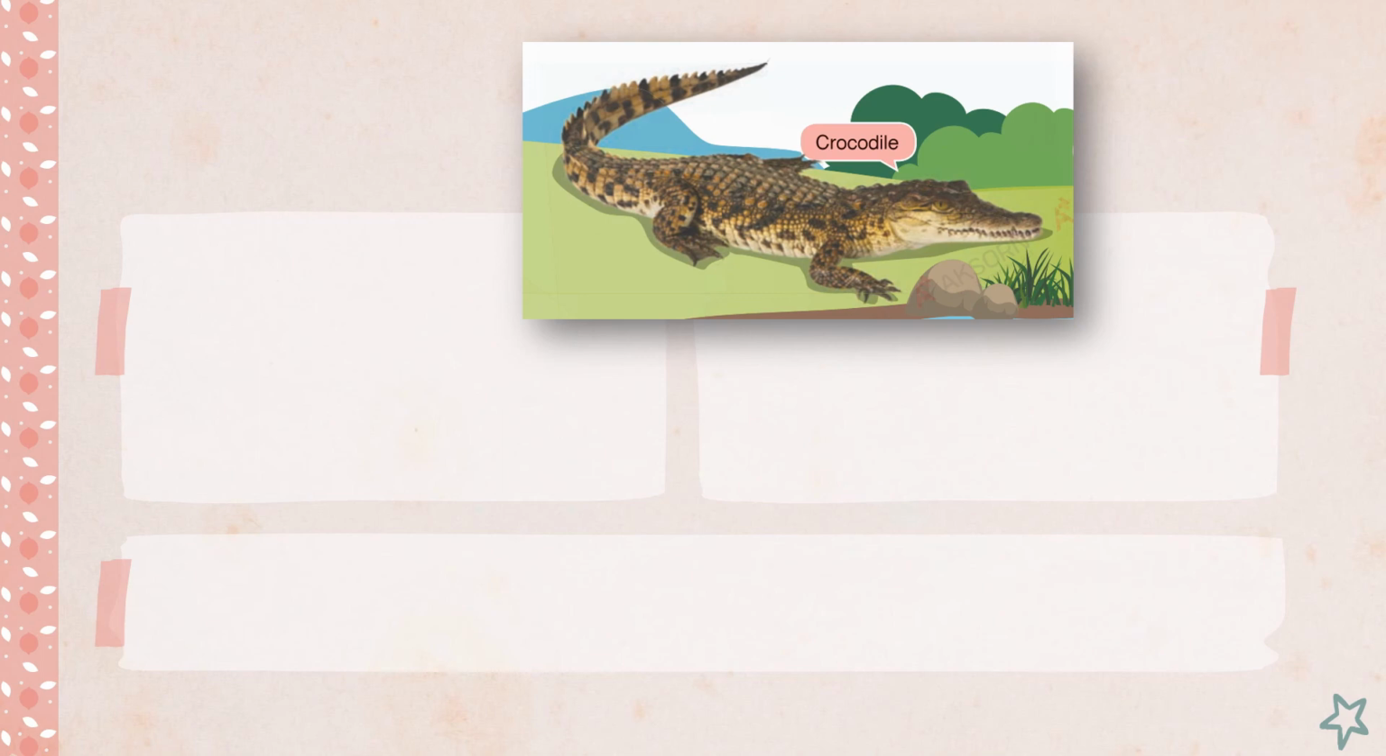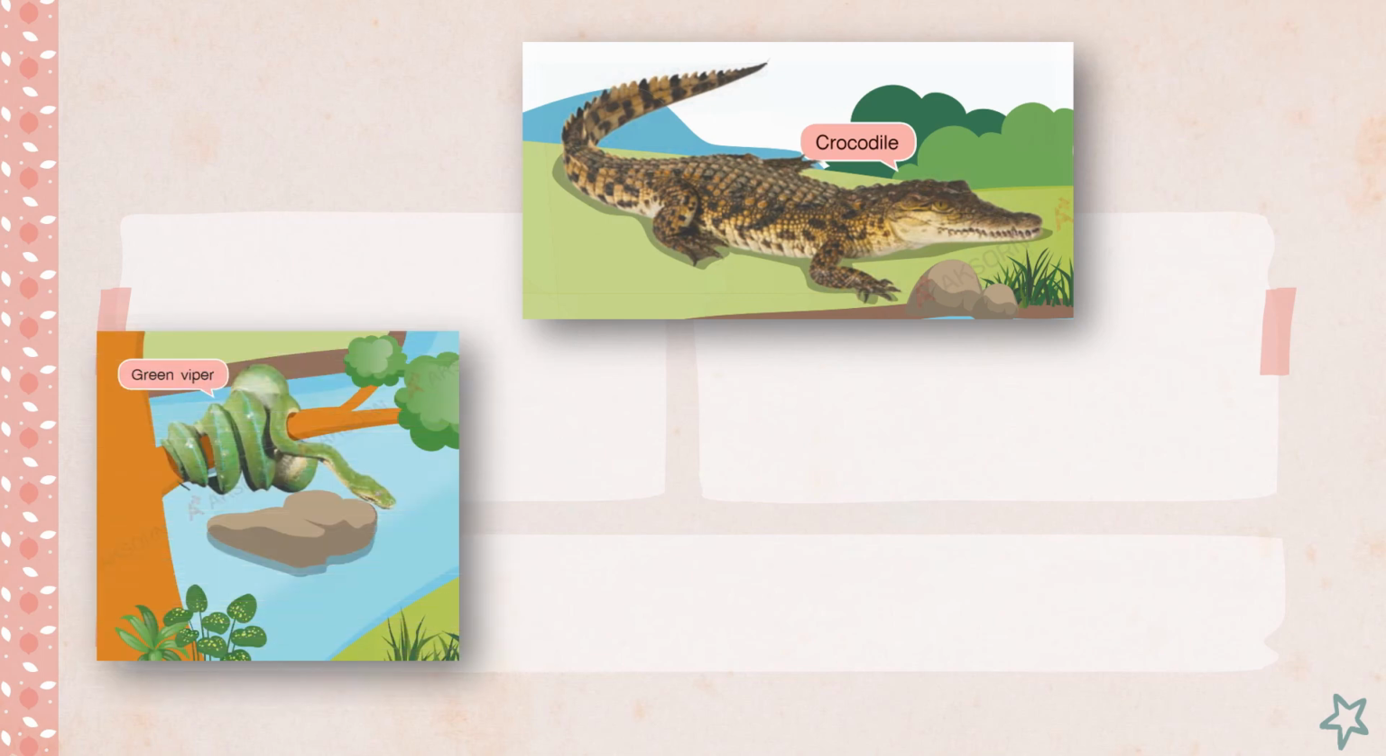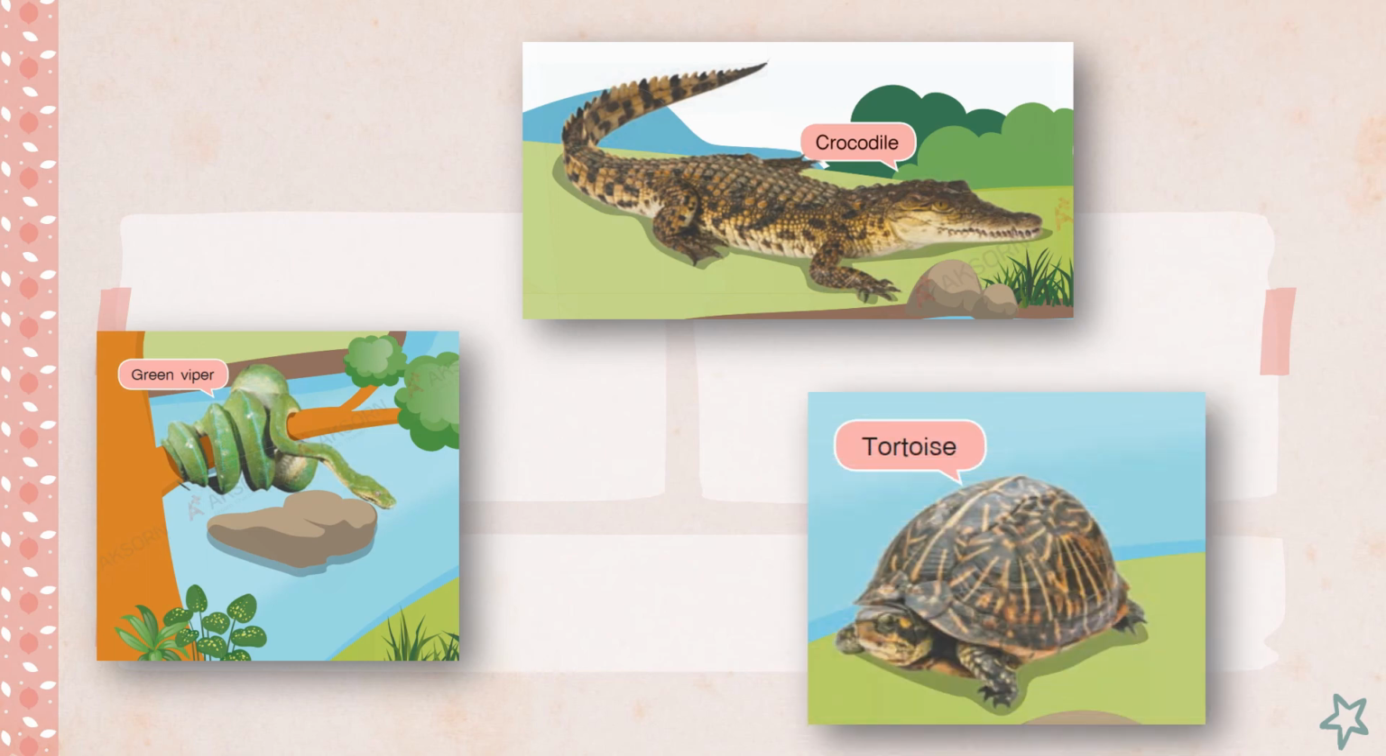Crocodile. Did you know crocodile? Yes, very good. How about green viper? Okay, this is in the family of snakes. Next is tortoise. Okay, did you know these animals? Very good, everyone. Let's move on.